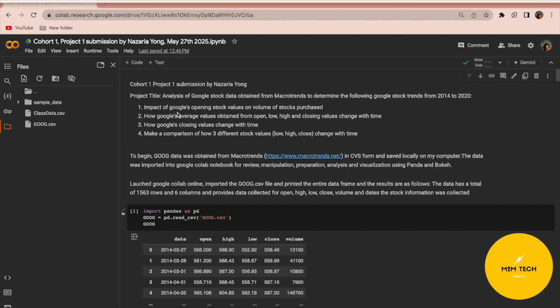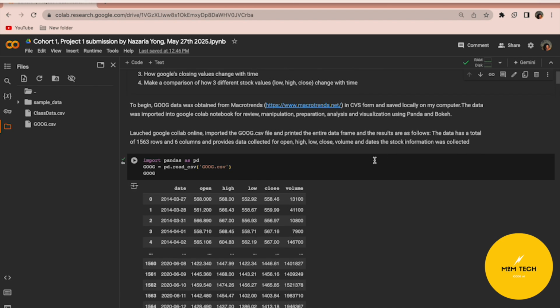The title of my project is Analysis of Google Stock Data Obtained from Macro Trends to Determine the Following Google Stock Trends from 2014 to 2020. 1. The impact of Google's opening stock values on volume of stocks purchased. 2. How Google's average stock values obtained from open, low, high, and close values change with time. 3. How Google's closing values change with time. And 4. I did a comparison of how 3 different stock values, which are the low, high, close values, change with time.